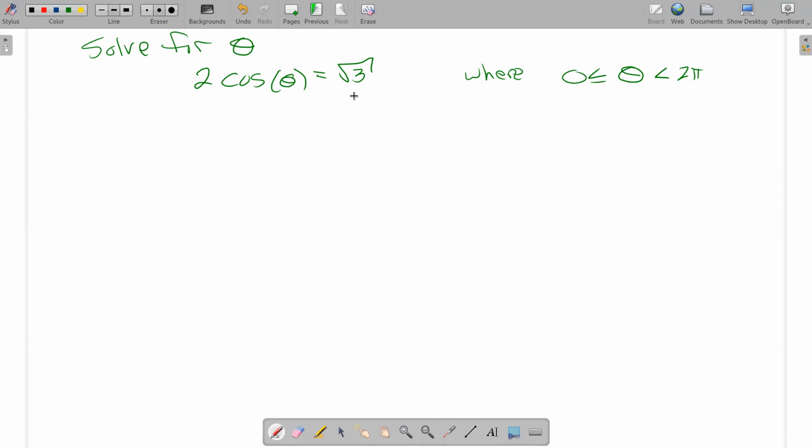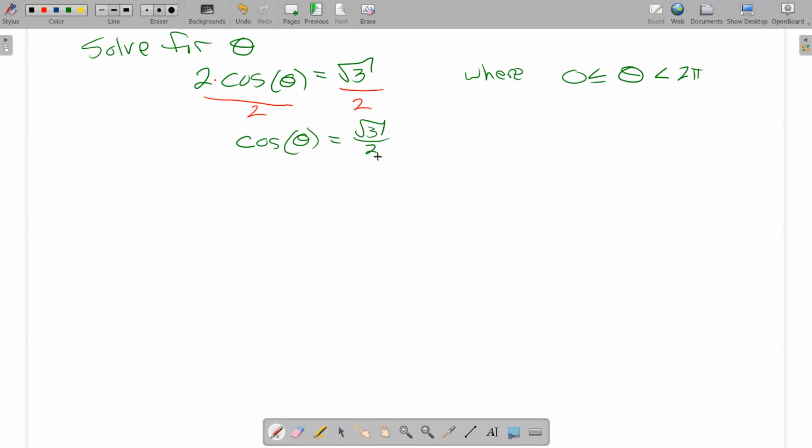function-wise. So to solve an equation like this, if this was 2x equals the square root of 3, I would divide by 2. So there's no reason I shouldn't do that first. So get rid of the multiplication by dividing by 2. So now we get the cosine of theta equals the square root of 3 over 2. And I say, whoa, I remember that.